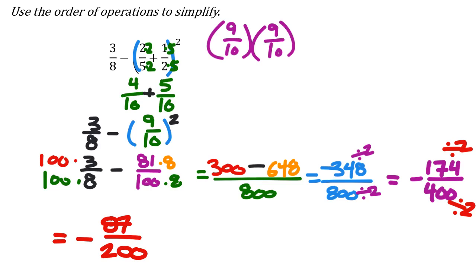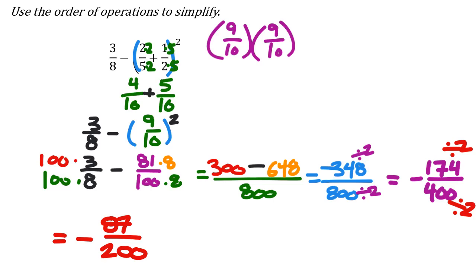So it looks like 200 would have worked out as probably the lowest common denominator. Not that I'm worried about that right now, but I got negative 87 200ths. That's already a proper fraction, so I don't need to worry about changing this into a mixed number. We should be good, but let's type this into the calculator just to make sure it works.